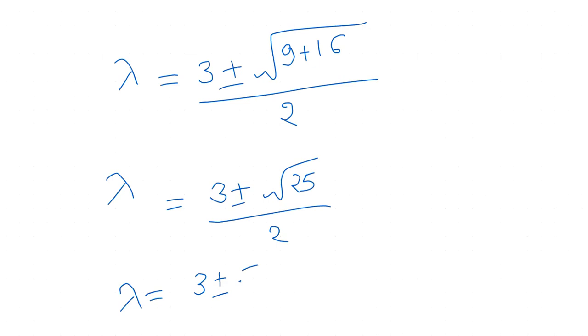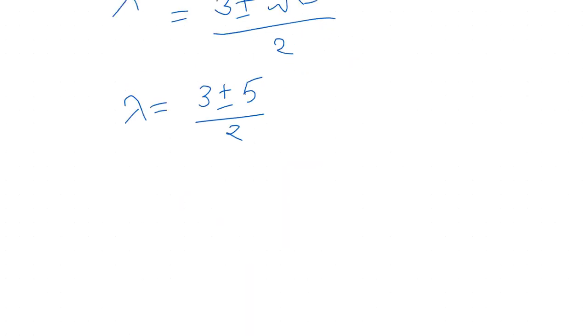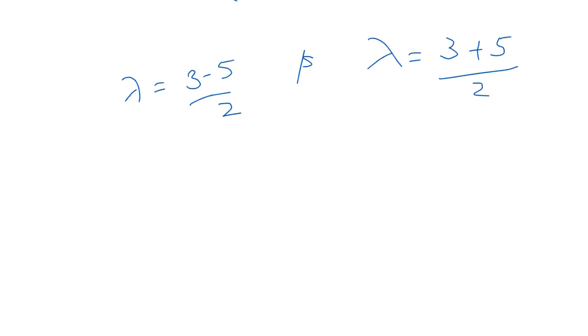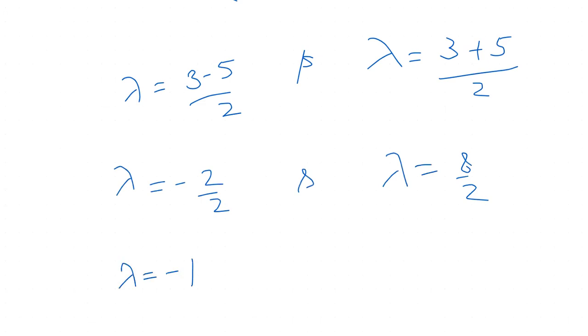So square root of 25 is 5, upon 2. Let us find one by one. One we take negative and the other positive: 3 minus 5 divided by 2 and 3 plus 5 divided by 2. So 3 minus 5 we get minus 2, divided by 2, and lambda is equal to 8 by 2. So lambda is equal to -1 and lambda is equal to 4. So eigenvalues are -1 and 4. You got? Yes, ma'am, I got.